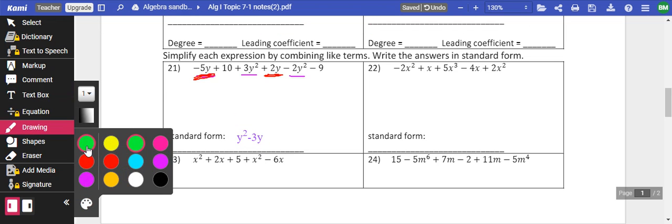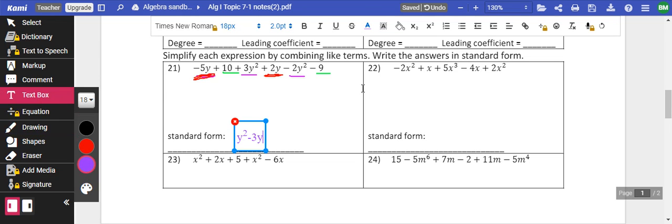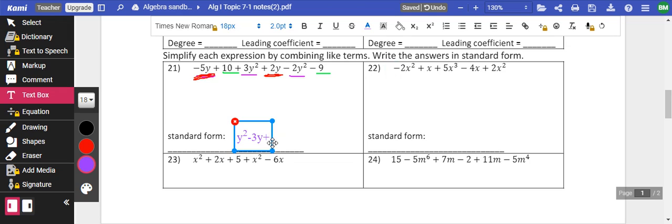Okay, now we're going to look at what numbers we have left over. They don't have any y's. We've got 10 and negative 9. So we're now going to put those together. 10 and negative 9 is just 1. Oop, I don't know how that ended up way over there. Or right here. Plus 1. And we're done. We combine like terms and put it in standard form.